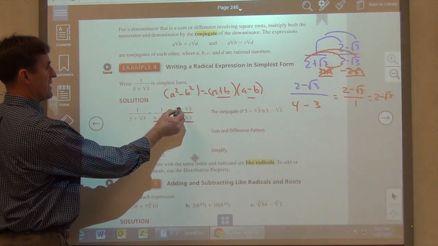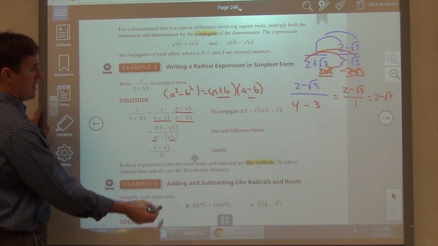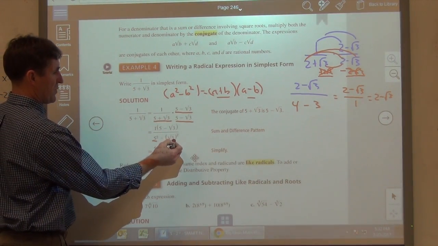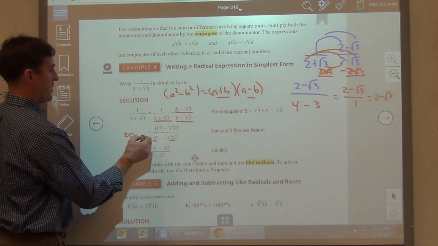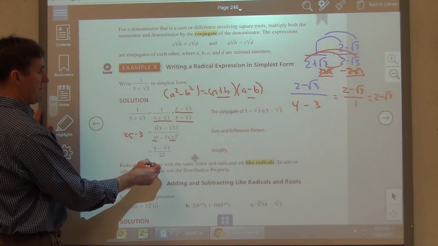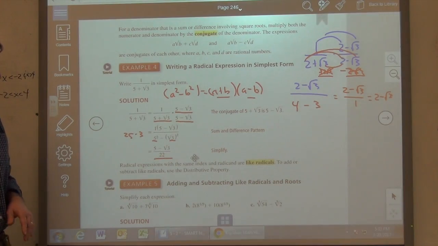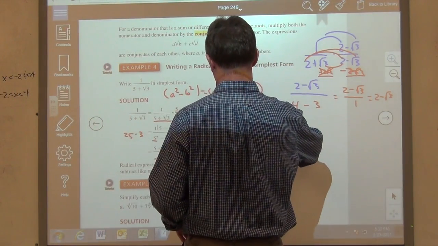So, 1 times 5 is 5. 1 times negative square root of 3 is negative square root of 3. So we have 5 squared minus the square root of 3 squared. 5 squared is 25, minus the square root of 3 squared is minus 3. And so 25 minus 3 is 22. Let's look at a couple more examples.